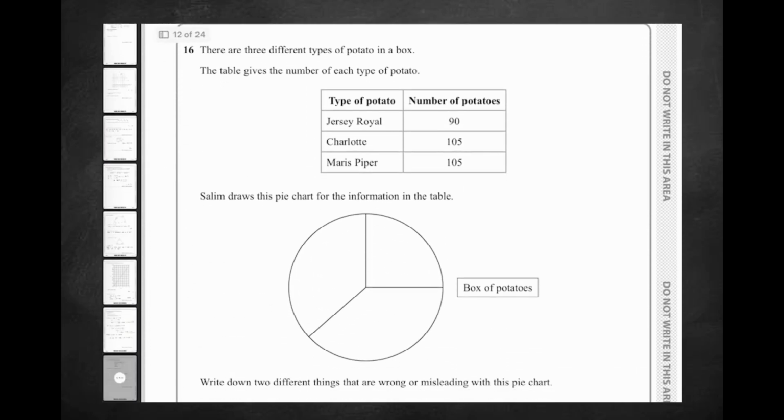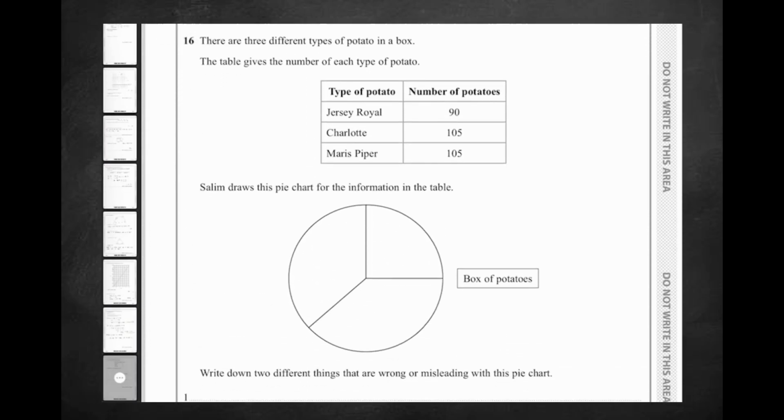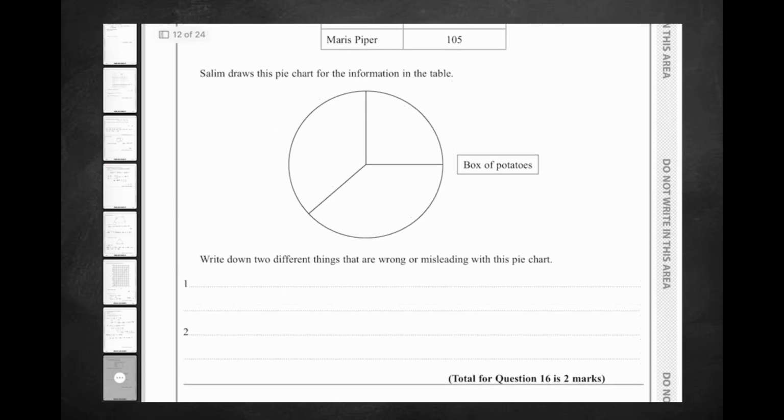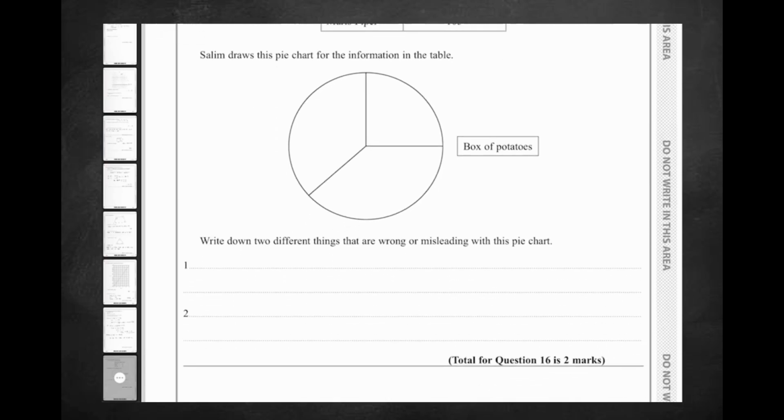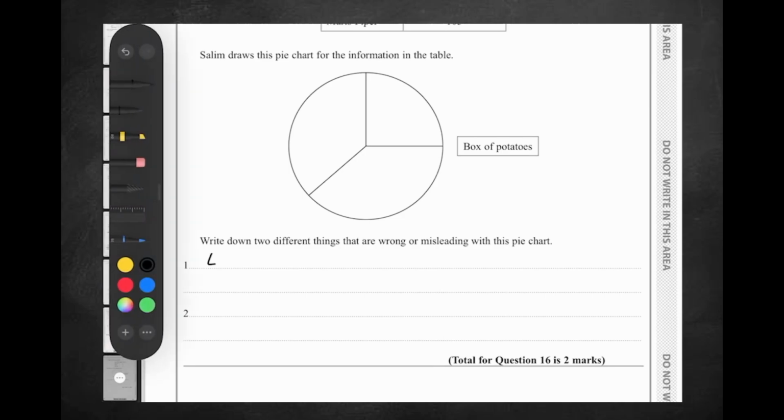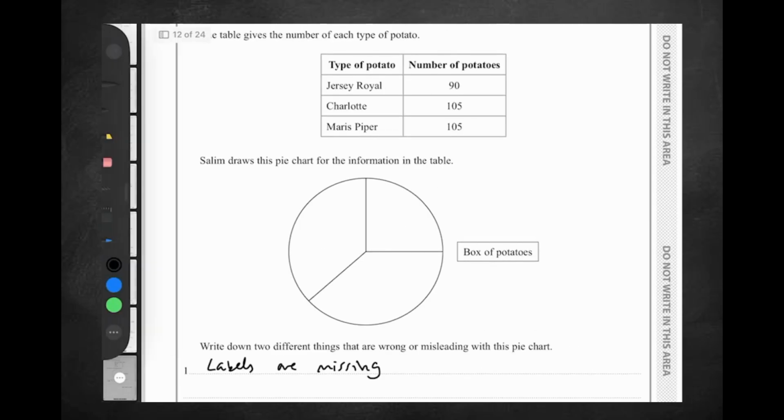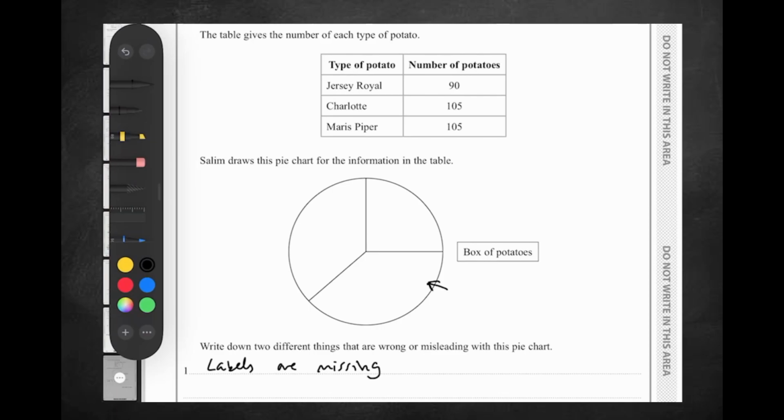On to question 16. There are 3 different types of potato in a box. The table gives the number of each type of potato. Salim draws this pie chart for the information in the table. Write down 2 different things that are wrong or misleading with this pie chart. Well, first one, I would say labels are missing from the pie chart. Just looking at it, this looks significantly bigger than this. And the table is suggesting there's only a 15 difference between these two.